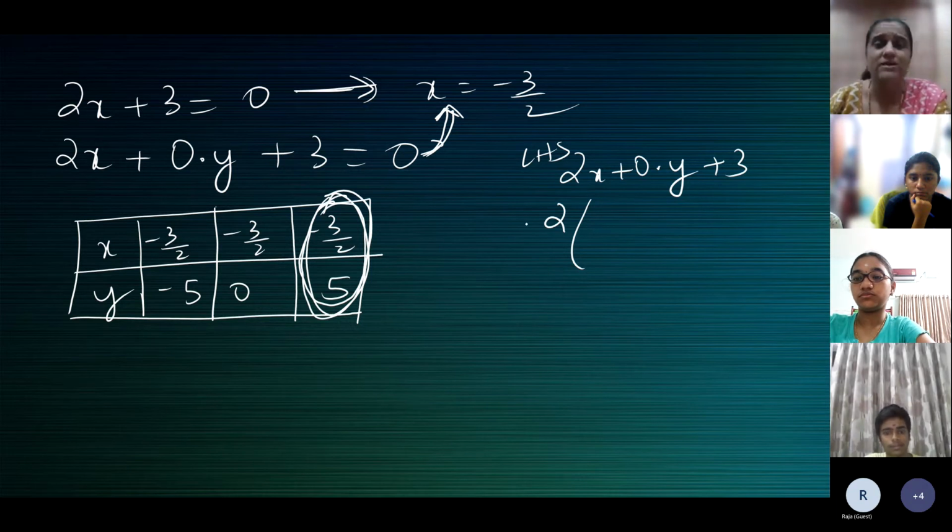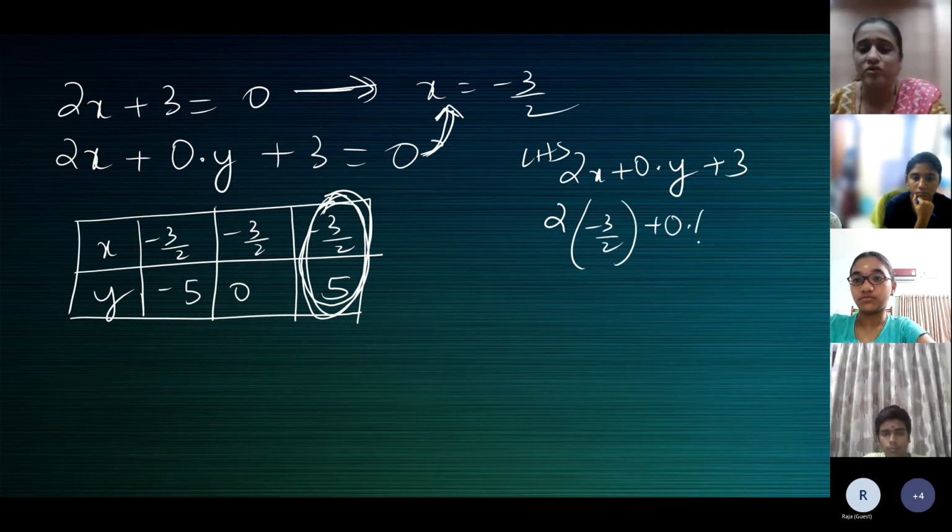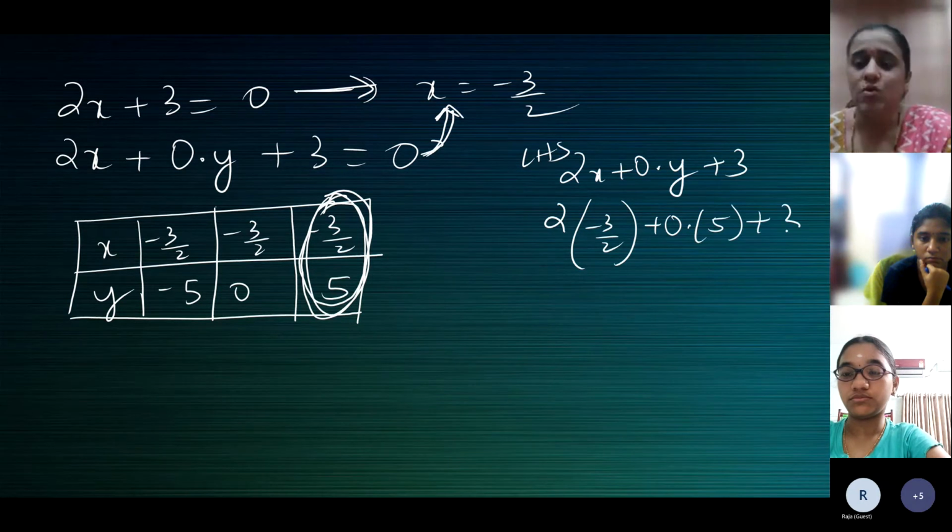You cannot write some random value for x and y. If you have taken some value for x and a corresponding value for y, this pair should satisfy the equation. So in place of x, we use minus 3 by 2, and in place of y, we use 5 plus 3. What should we get? 0, because the RHS is 0. We must get 0 when we simplify this.